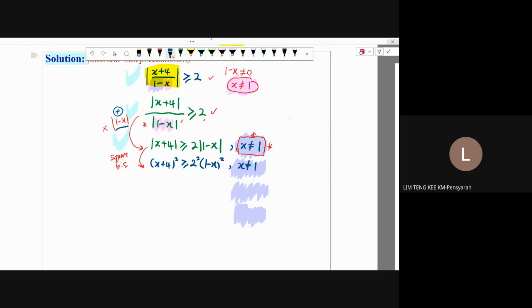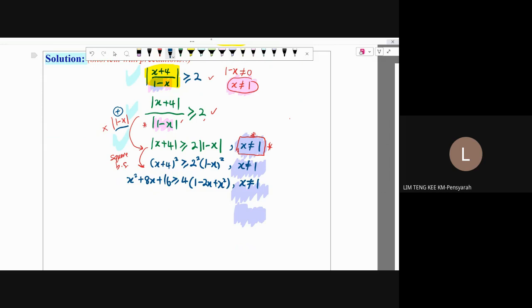Then now we expand our result. We have x squared + 8x + 16 greater than or equal to 4 multiplied by (1 - 2x + x squared). And once again, the condition: x shall never ever equal 1. I want it to be stated there, so that each of the lines are equivalent to each other.